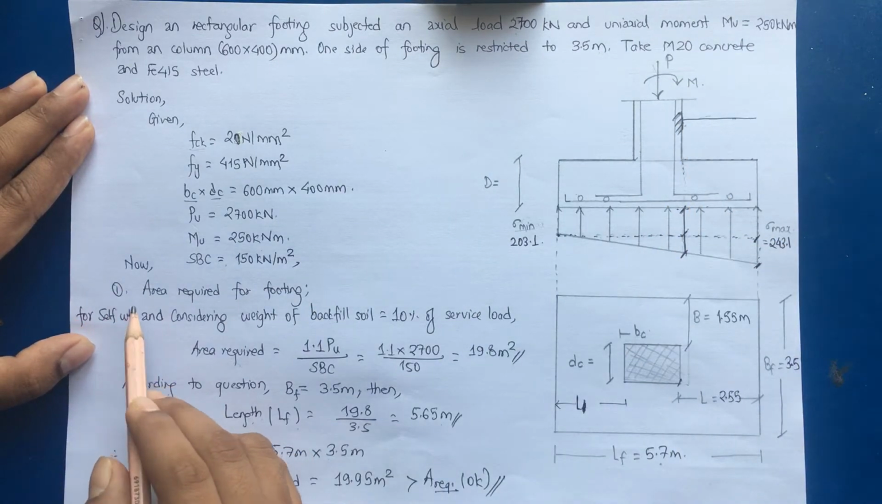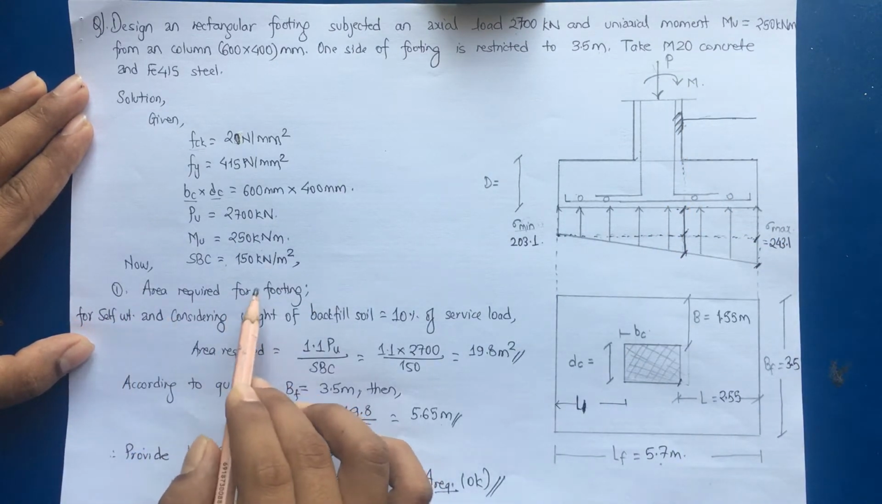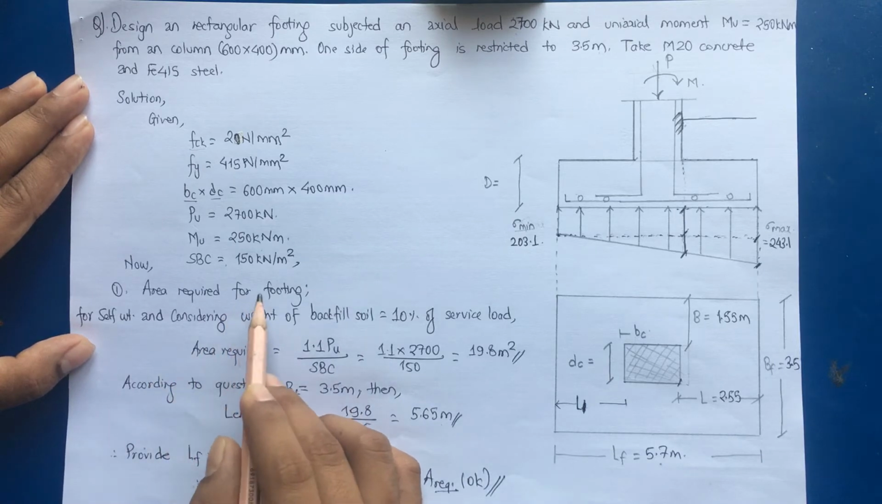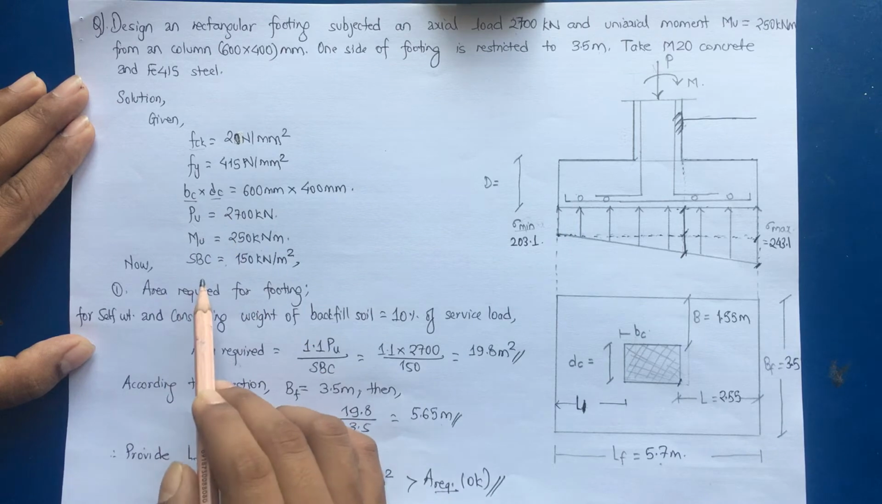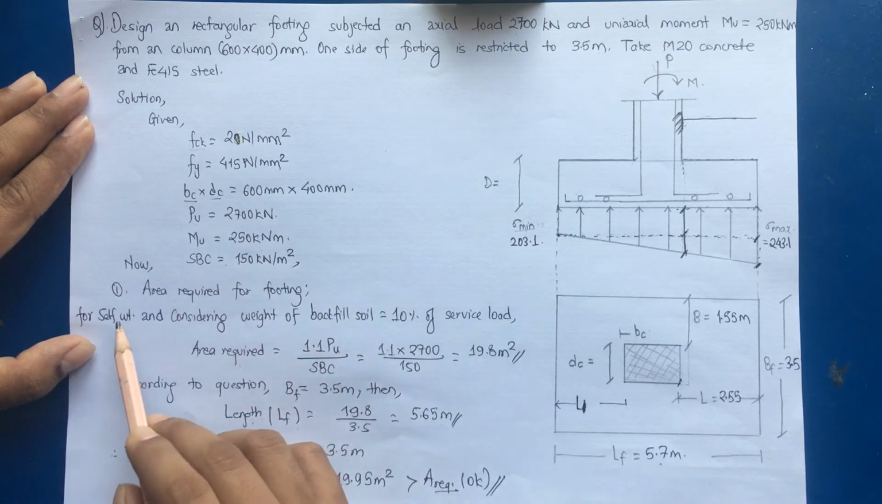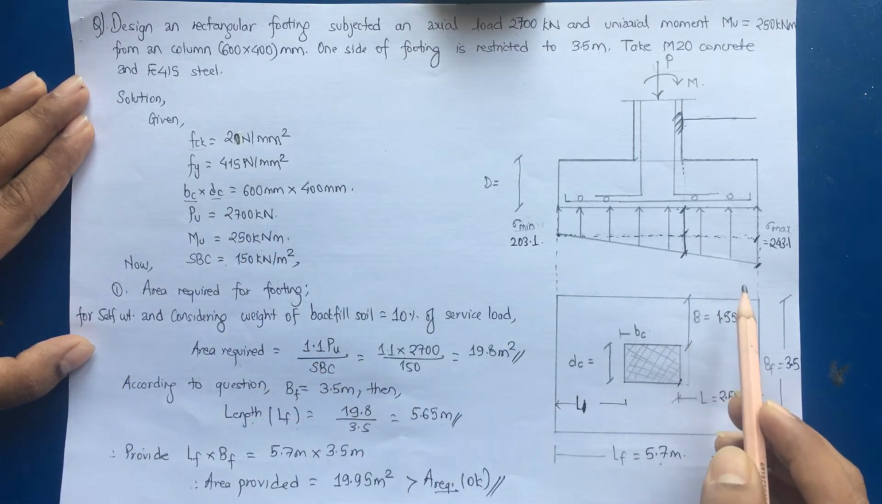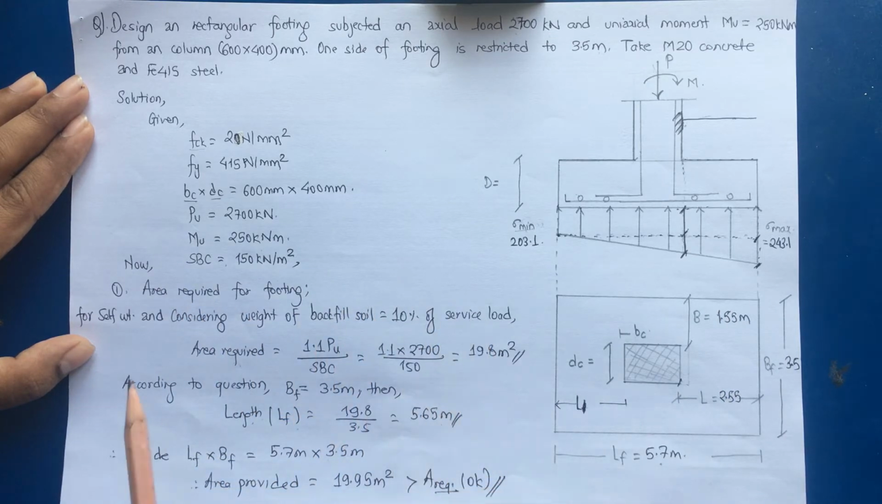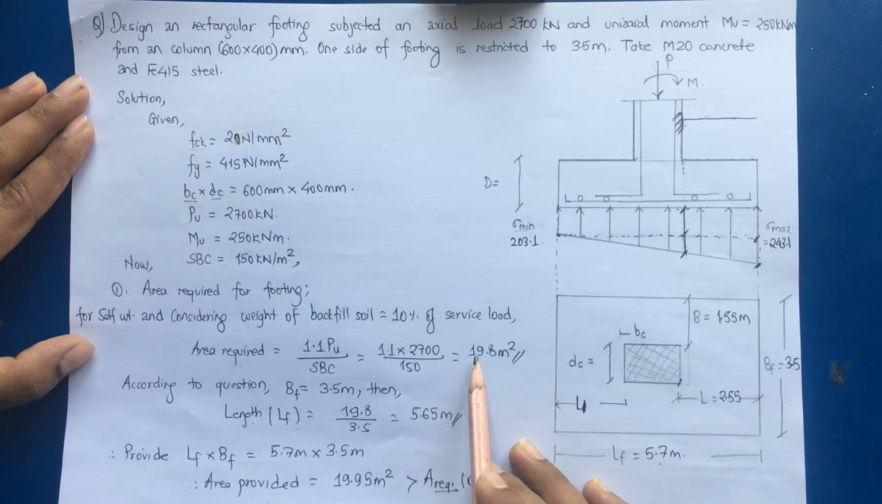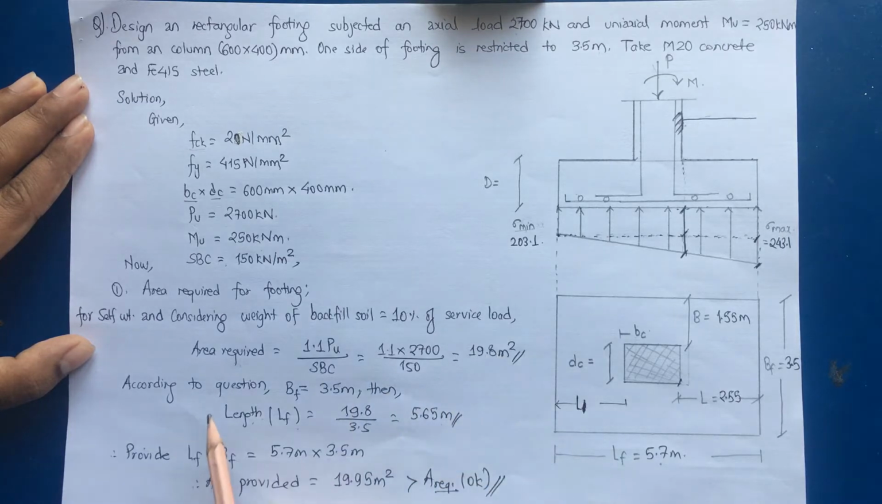Now the very first step is to calculate the area required for footing, and for calculating the area required for footing we'll consider the service load and the soil bearing capacity. Also for the self weight of the footing, as the depth is not calculated till now, we'll consider an approximate value as 10% of the service load. So area required will be 1.1 times the service load divided by SBC, soil bearing capacity. So this comes as 19.8 meter square.